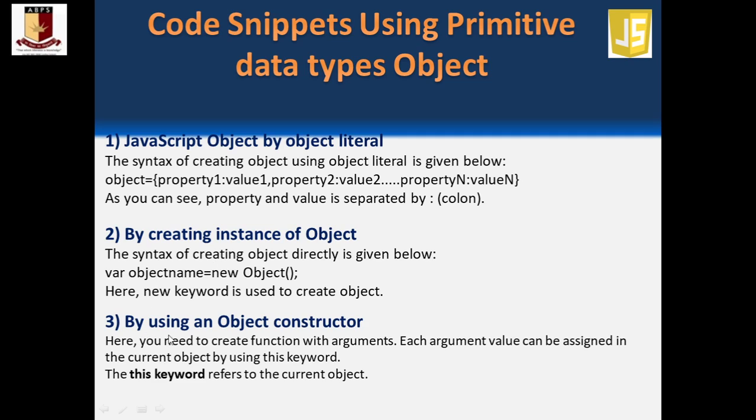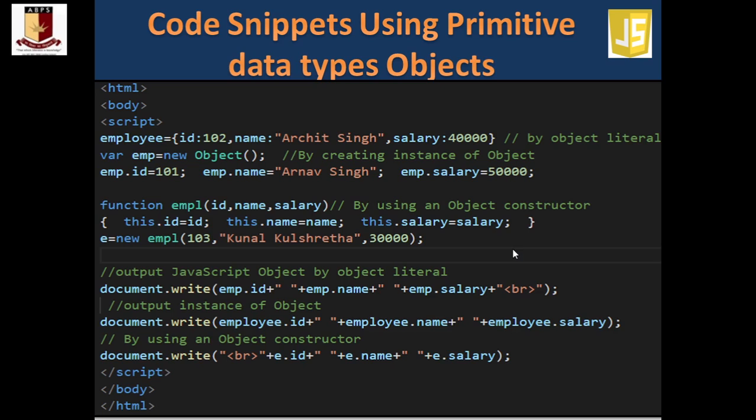And the third one is by using an object constructor. Here you need to create a function with arguments, and each argument value can be assigned to the current object by using the this keyword. So in the object constructor you have to use the this keyword, and when creating an instance object, you have to use new. Okay, so this is the code snippet for that.